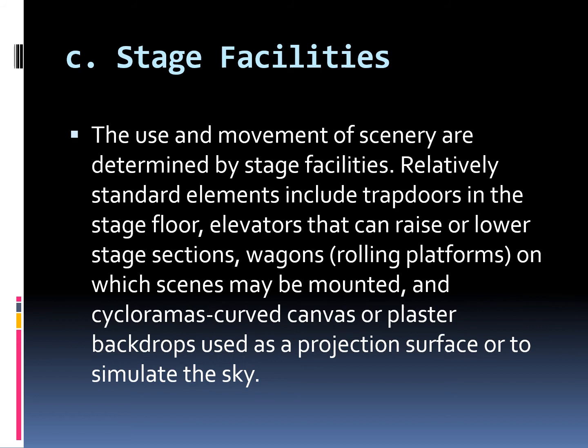Stage facilities. The use and movement of scenery are determined by stage facilities. Relatively standard elements include trapdoors in the stage floor, elevators that can raise or lower stage sections, wagons, like rolling platforms on which scenes may be mounted, and cycloramas, which are curved canvas or plaster backdrops used as a projection surface or to simulate the sky.